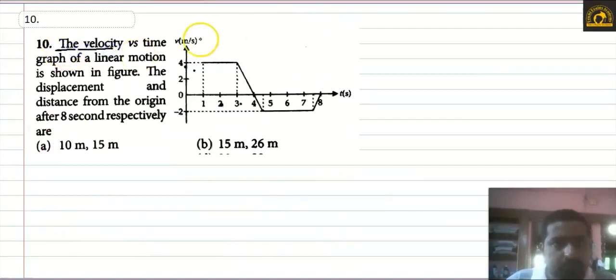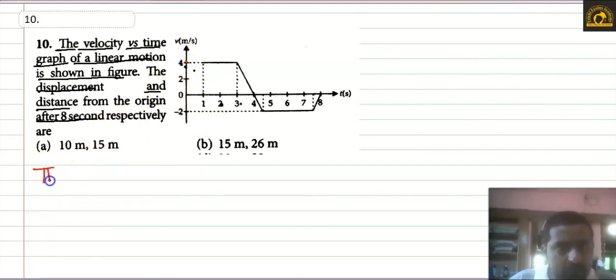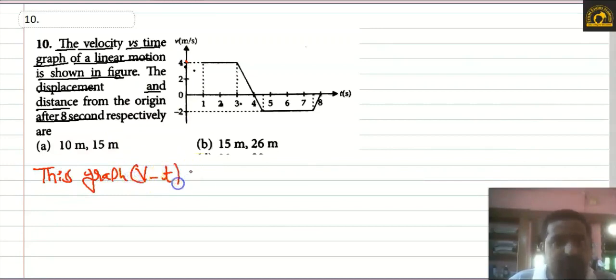Now the velocity versus time graph of a linear motion is shown in the figure. The displacement and distance from the origin after the 8th second are respectively. So you have to calculate the displacement and distance. First, what is this graph? This is the velocity time graph.